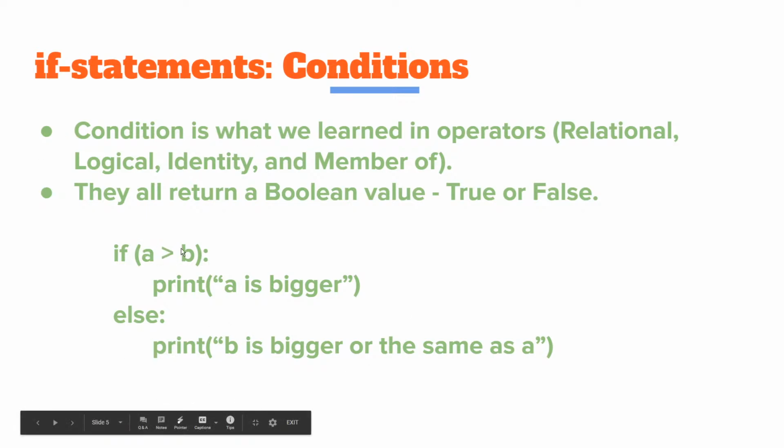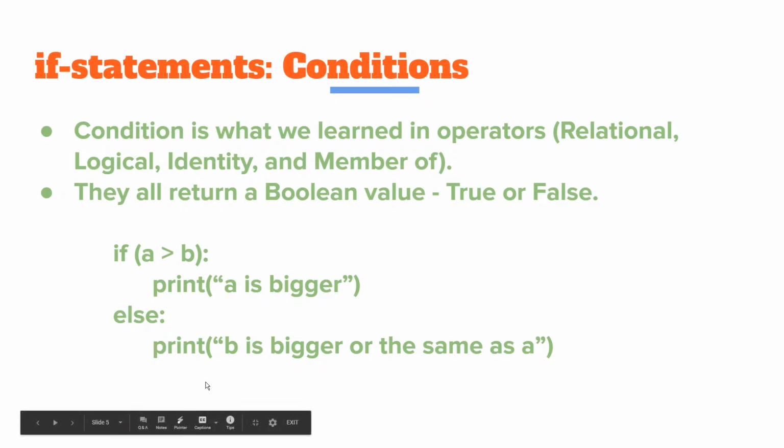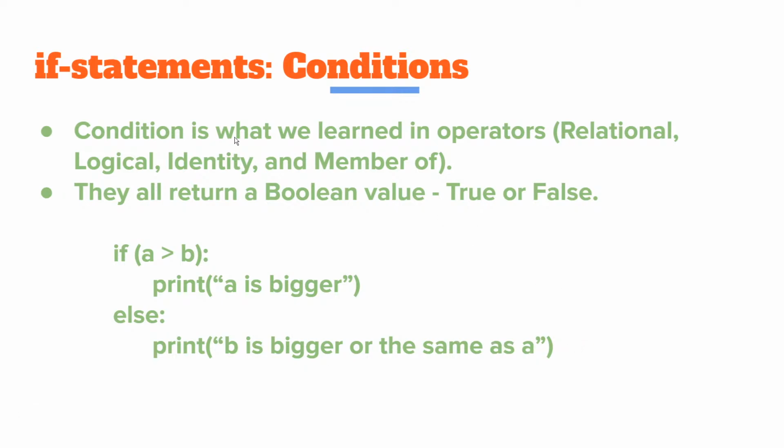Here we have the greater than operator. If A is greater than B, then print "A is bigger." However, if A is not greater than B, then print "B is bigger or the same as A." So this is our application of these operators that we learned. All of these Boolean value operators can be used in a condition right here. And that condition, as long as it returns true or false, can be used in an if statement.